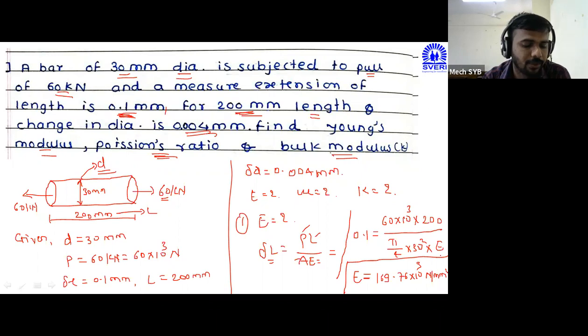Yes, two answers I have received. What about others? This is 169.76 into 10 raised to 3 Newton per mm square. This is the unit. It is not in gigapascal because all the parameters we have taken in mm. Therefore, it should be in Newton per mm square.